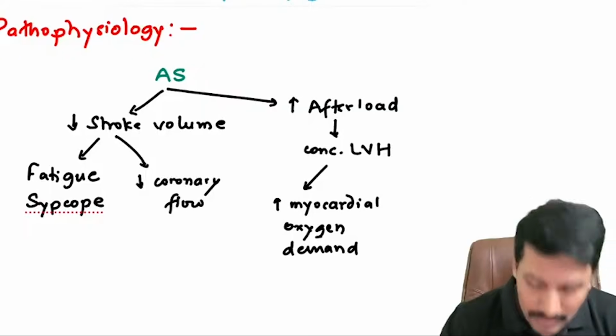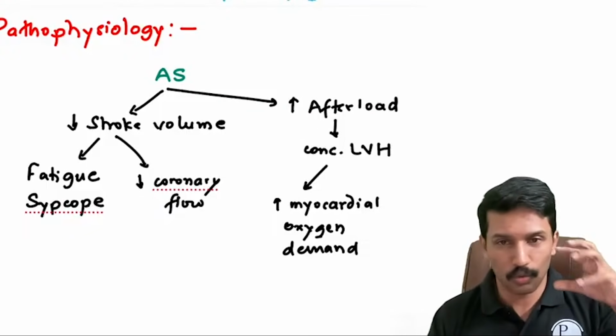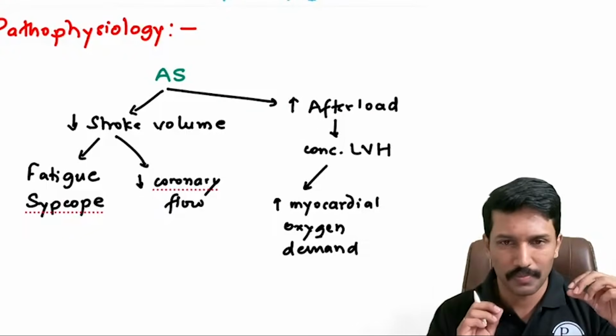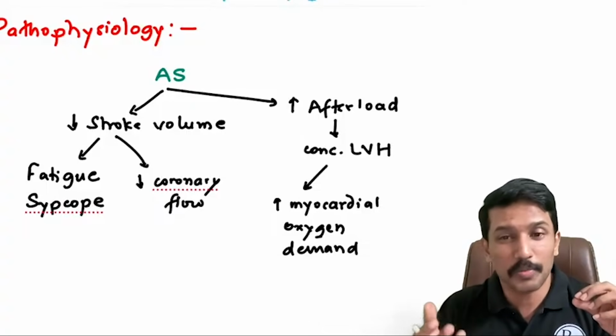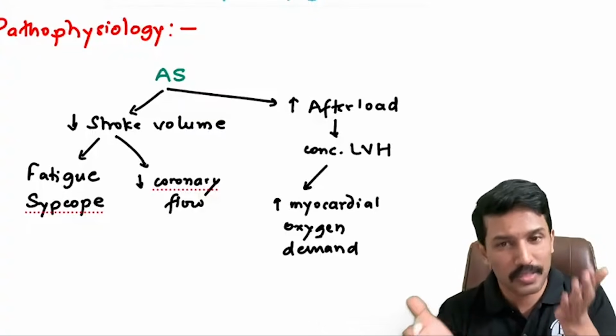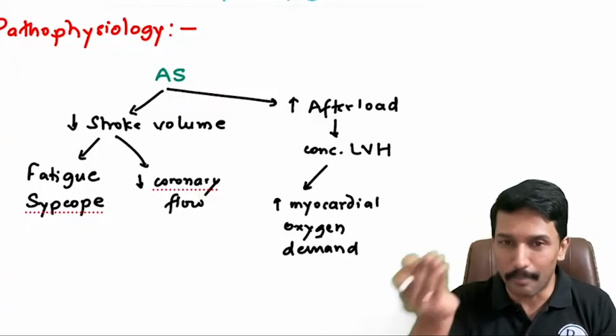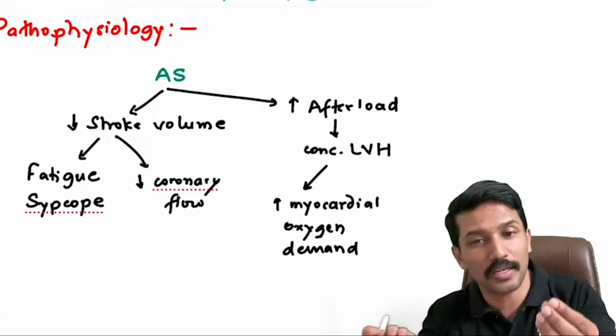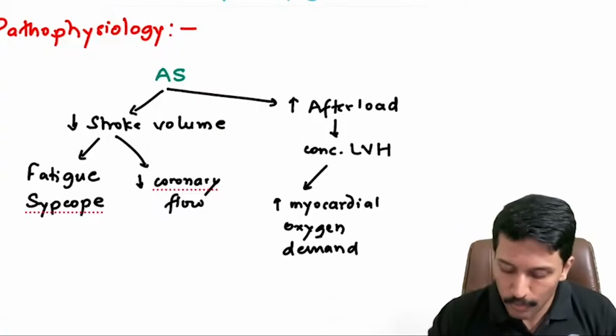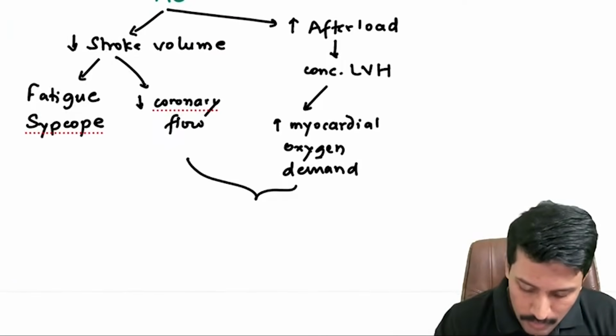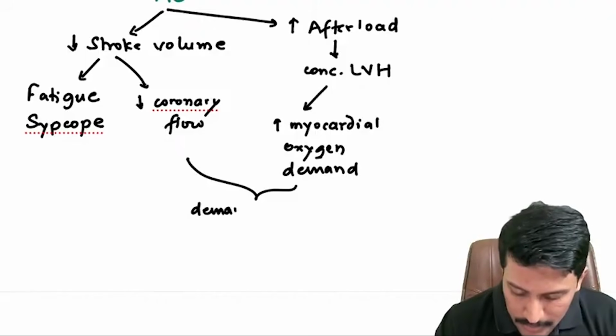So on one side, there is less blood supply to the blood vessels because of low stroke volume, and on the other side, the heart's muscle wants more blood supply. So there is a clear mismatch between the demand of the myocardium and what the coronaries are able to provide. And what symptom can this lead to? There is a demand supply mismatch. And what symptom can we expect because of this?